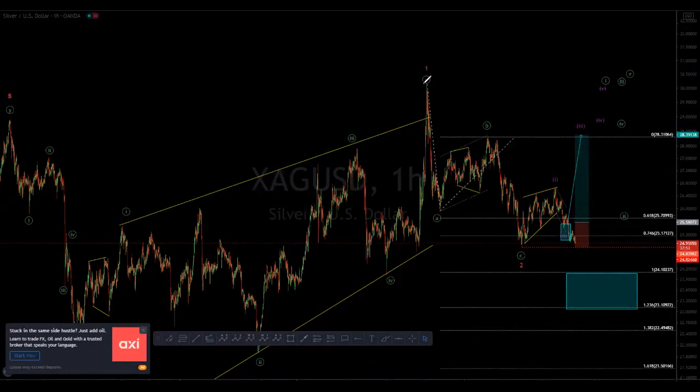So we're looking at this. I was expecting that we would get this move at least to come around this area here, but it just terminated here, and now we have this as a leading diagonal. This is a 5-wave leading diagonal. I'm sure you guys can agree with me.